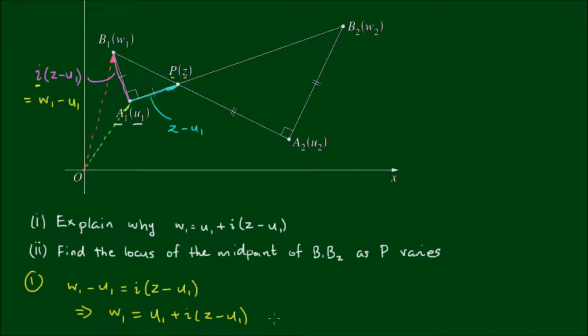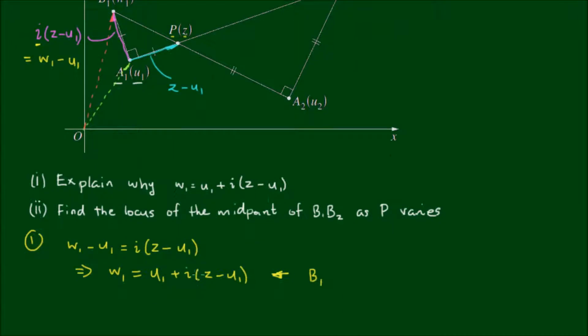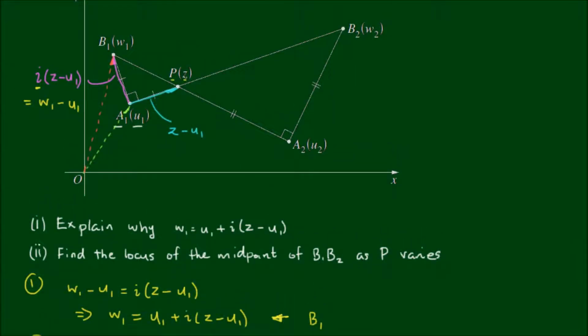And for the second question, find the locus of the midpoint of B1, B2 as P varies. Well, from the first part, this is an expression for the point B1. Now we need to find an expression for the point B2, and we follow exactly the same process as before. If I draw on my diagram again, Z minus U2 can be represented by this long cyan vector that I'm drawing now. So this is Z minus U2.